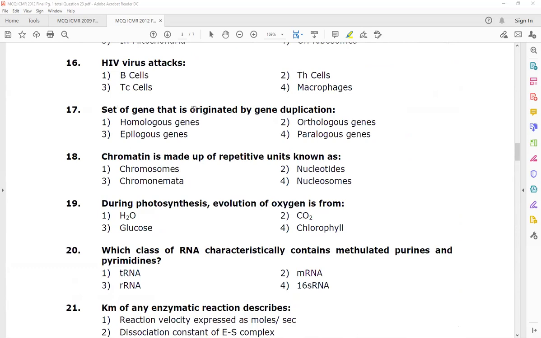Set of genes that are originated by gene duplication. The gene duplication which is important for the development of such type of genes, those are said to be the paralogous genes. Okay, paralogous genes are always being produced by gene duplication. Any doubt? Moving back to Pathfinder, any doubt? If anyone has, you just ask me. Moving back to Pathfinder.